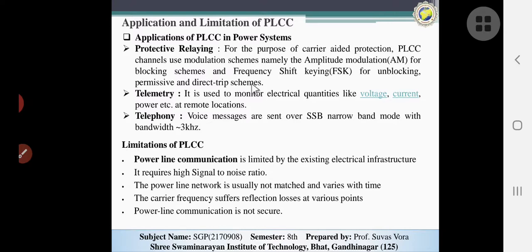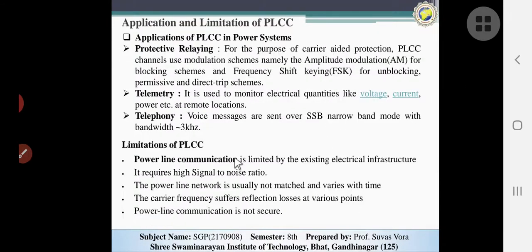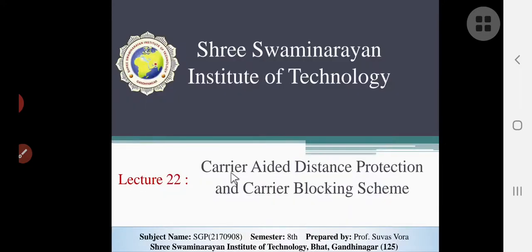Then we can see the applications of PLCC, providing relaying, telemetry and telephony. Then we can see the PLCC limitations. This topic we saw in the last lectures.